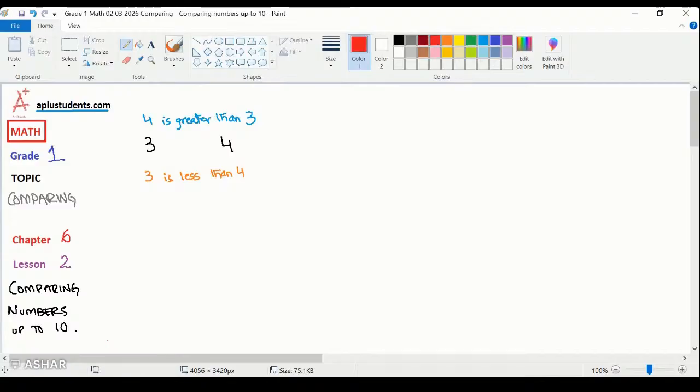But if I have two numbers, let's suppose 5 and 5, what do we use as the sign? We use the equal sign. Over here we say the number on the left hand side is equal to the number on the right hand side. Agreed? So we will be looking at greater than, less than, and equal. Let's look at some examples.